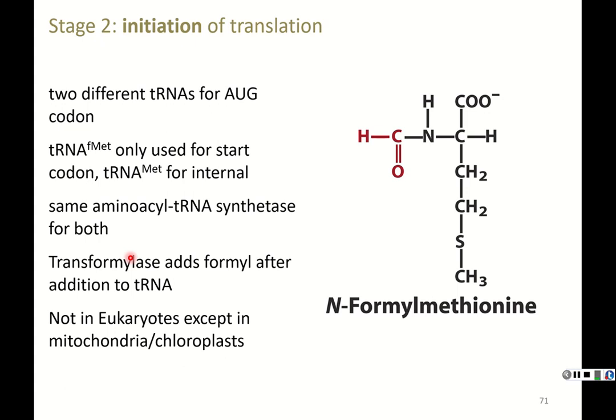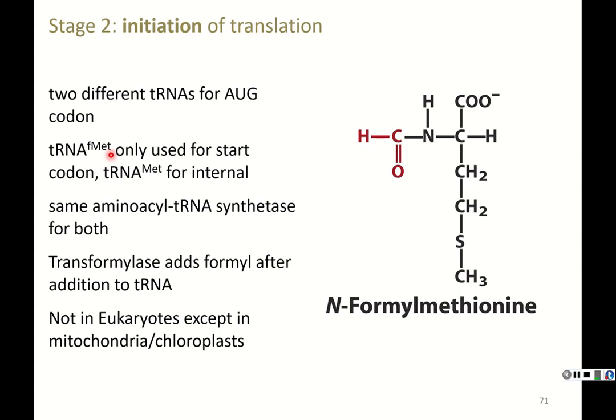Okay, stage 2 is the initiation of translation. So you have 2 different tRNAs for the AUG start codon. The tRNA methionine is only used for the start codon, and that is this formylated F-methionine. That's the one that's used for the start codon only. It's special.